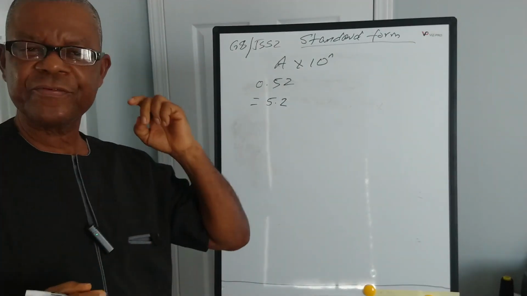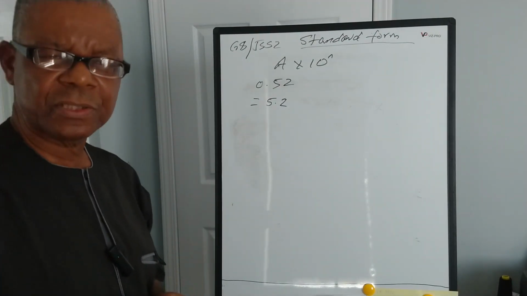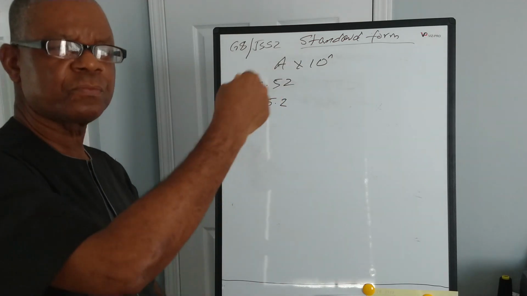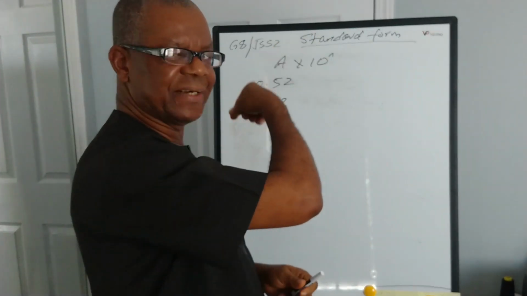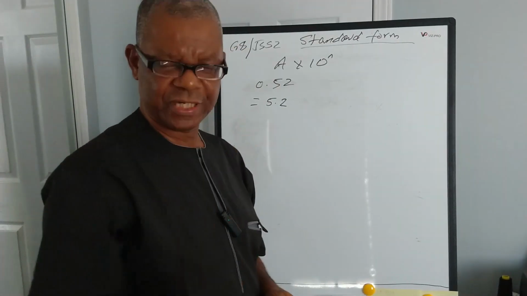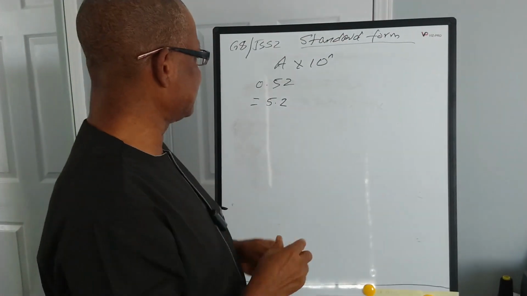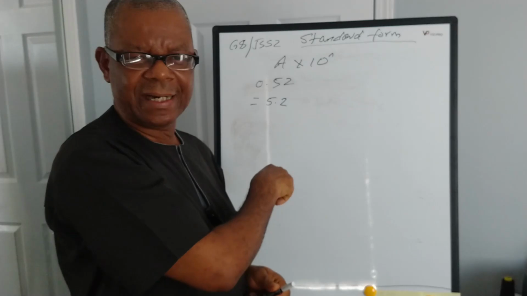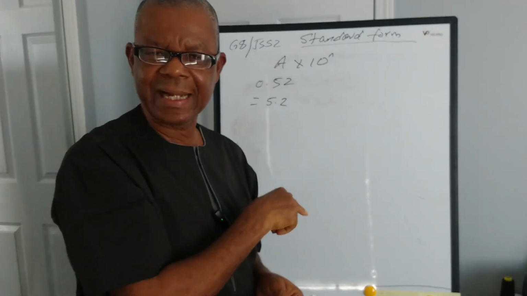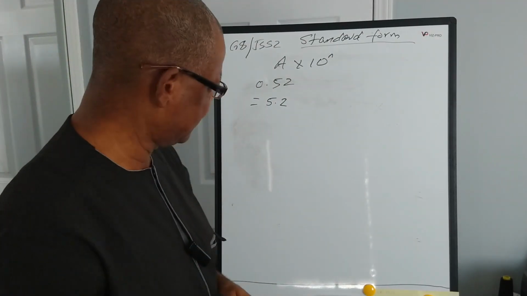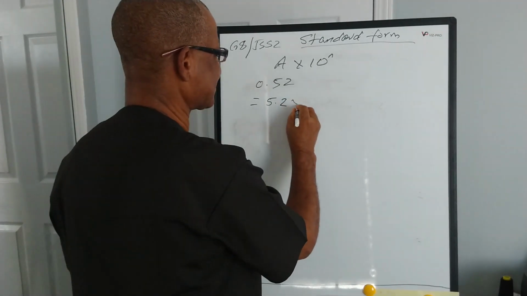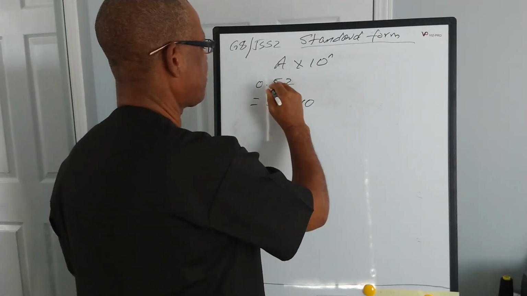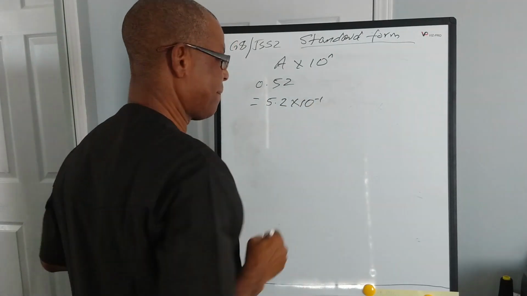In the previous one, you discovered that the invisible decimal point was moving to the left. So when it moves to the left, it is positive. But in this instance, you can agree with me that it moved to the right. When it moves to the right, it becomes negative. So this is 5.2 times 10 raised to power minus 1.